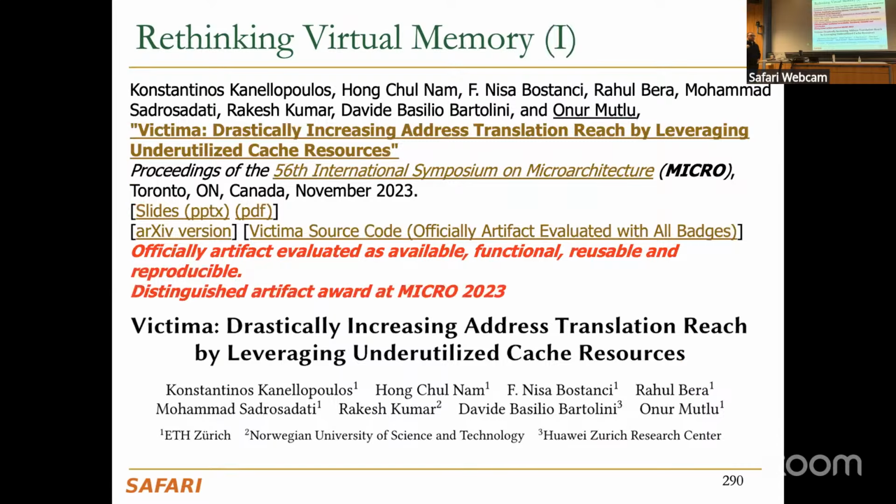Another work which I also focused on some years ago, we published it in Micro 2023. It's about how we can improve the baseline system and leverage the underutilized cache resources to pack a lot of TLB entries. So we are providing a way to pack many TLB entries inside the underutilized resources of the caches. And the caches are much bigger than TLBs, which gives you a lot more speed and translation reach, which is the memory coverage, basically.